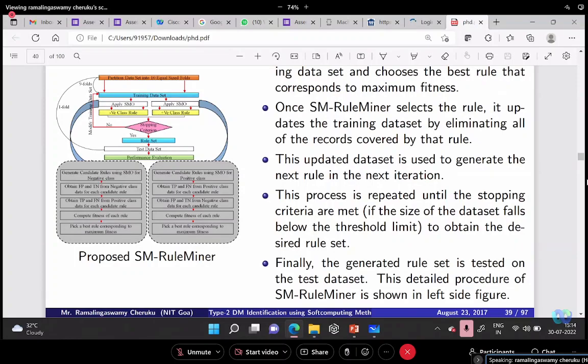The stopping criteria could be, for example, if the number of records in your updated data set falls below a certain threshold. Suppose after updating, your data set has only 5 tuples. You kept the threshold at 10, so 5 is less than 10, which means you can terminate your algorithm. Whenever you have a data set which contains fewer than 10 tuples, you can stop your algorithm. Like that you can keep some kind of termination conditions to come out from this particular algorithm. So this process is repeated until the stopping criteria is reached.